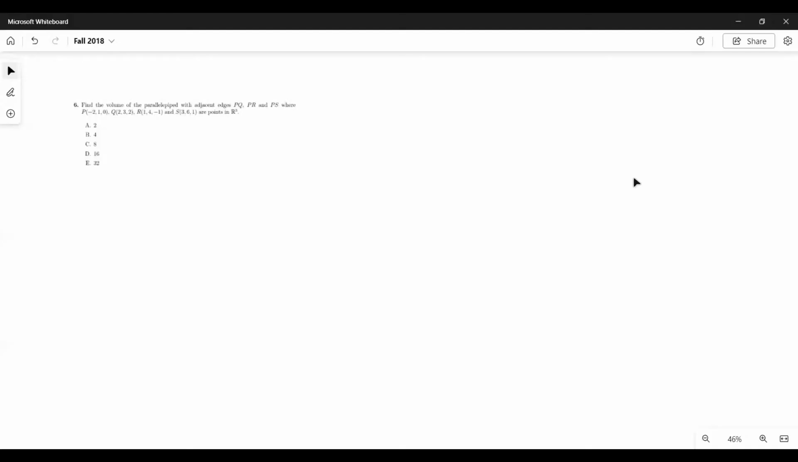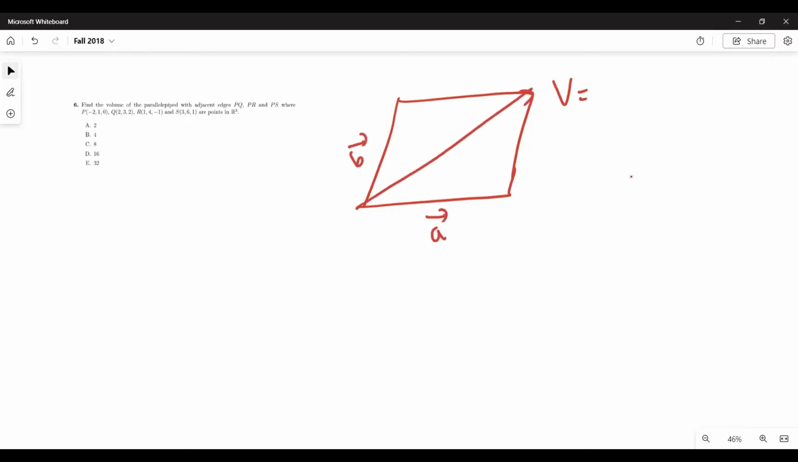Okay, so this question has to find the volume of the parallelepiped. We are given the points. In order to find the volume of the parallelepiped, we suppose there's a vector A, a vector B, and a vector C. Then you do the cross product of vectors A and B, then the dot product with C, and then find the magnitude.